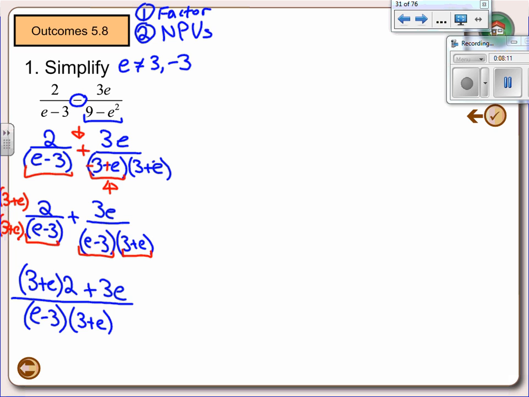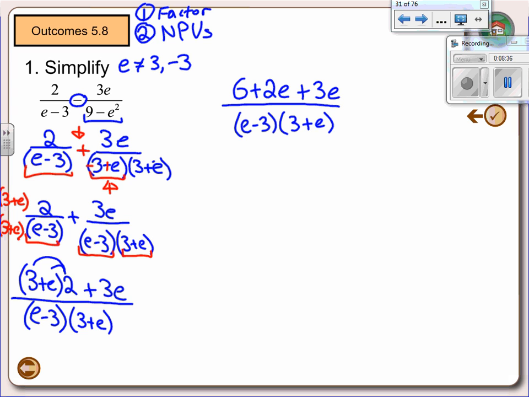We're going to multiply that 2 in to try to get some like terms. So we have 6 plus 2e, and plus 3e is still over there, all divided by e minus 3, 3 plus e. If you combine your like terms on the top, you end up getting 5e plus 6, all divided by e minus 3, 3 plus e. And that would be your final answer.